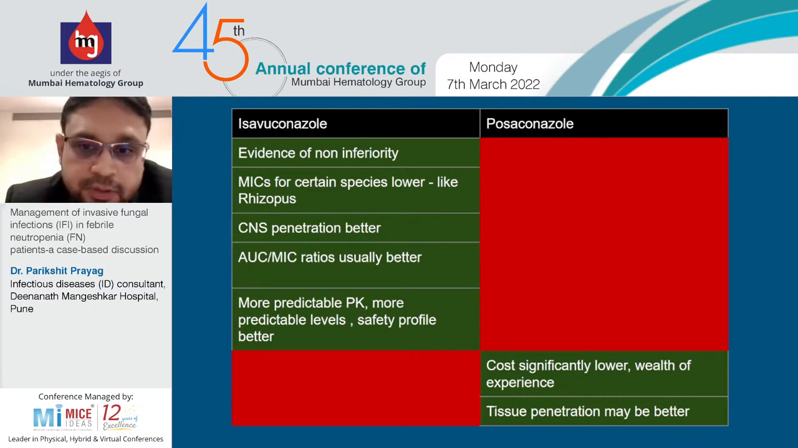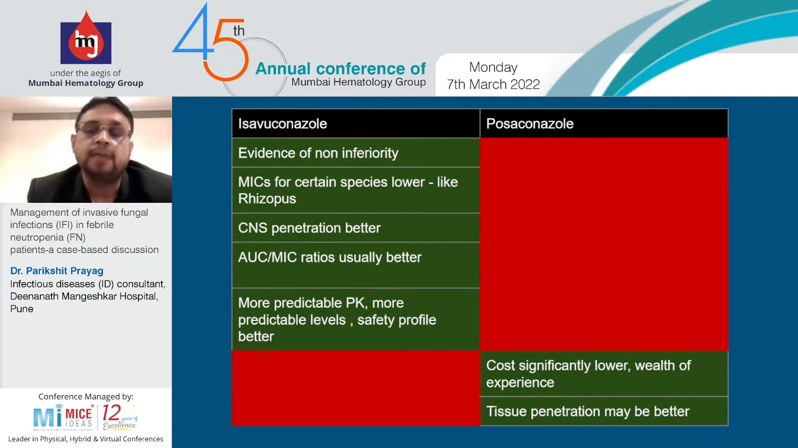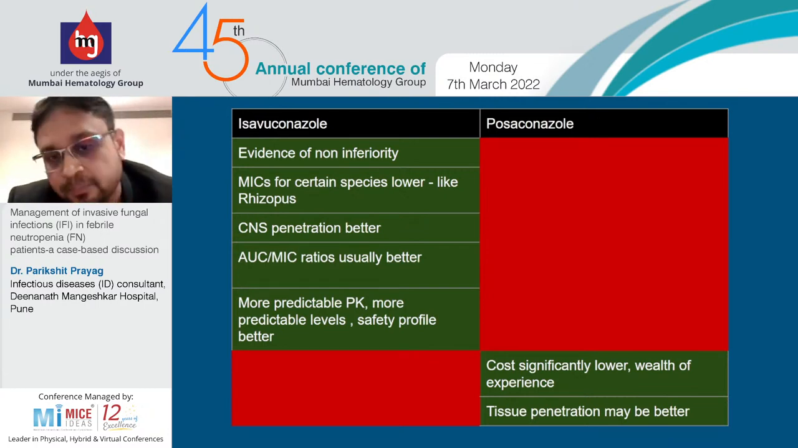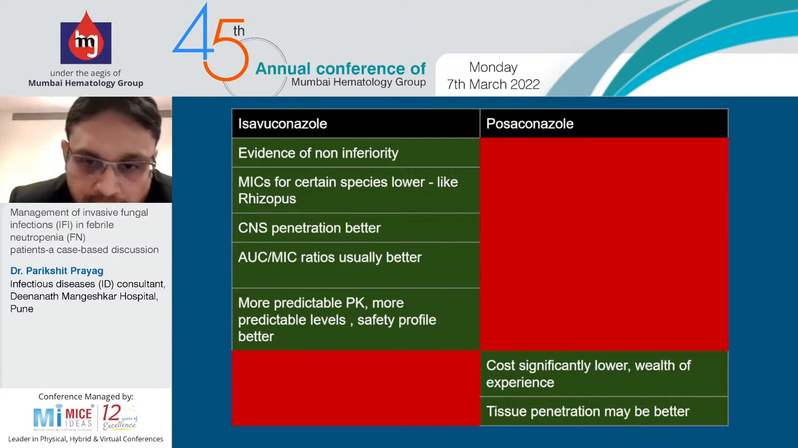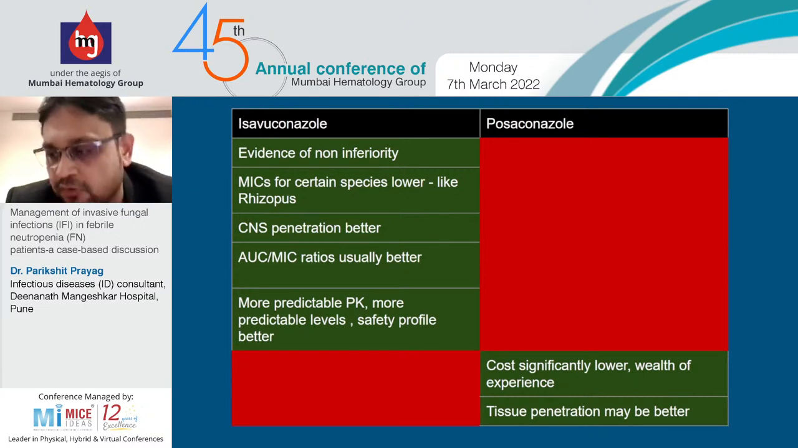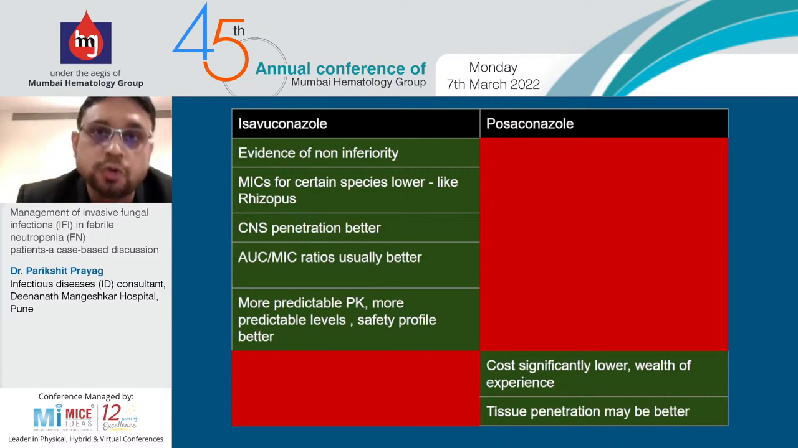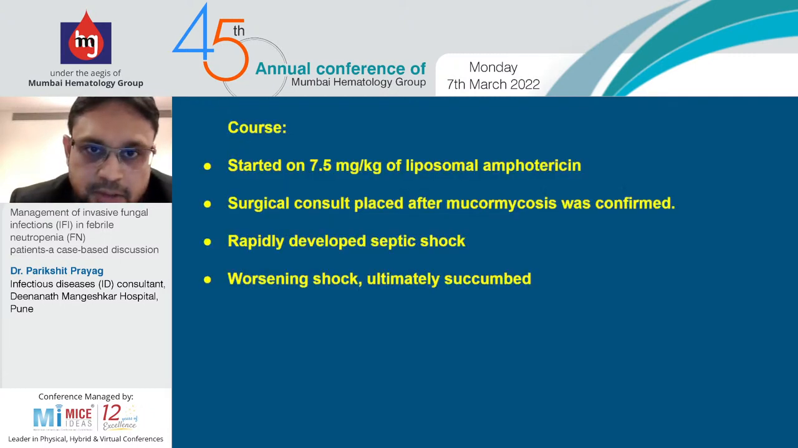Whereas with posa, the cost is significantly lower. And because it's a heavier molecule, it has more volume of distribution. And what does volume of distribution correlate to? It correlates to the tissue penetration or tissue distribution. So tissue distribution might be slightly better. So when we are picking the agent, initially when we are giving these patients amphotericin, and when we are trying to step down to a particular agent, we have to really think of the different species, what is the site where I want my azole to act, and so on.